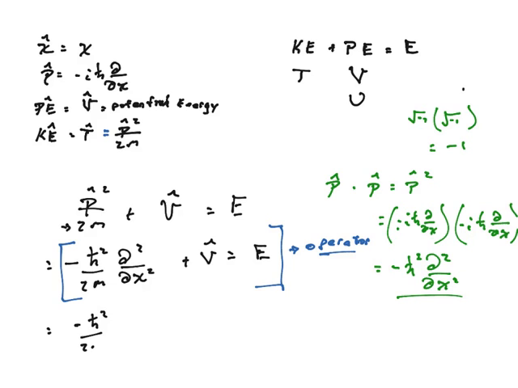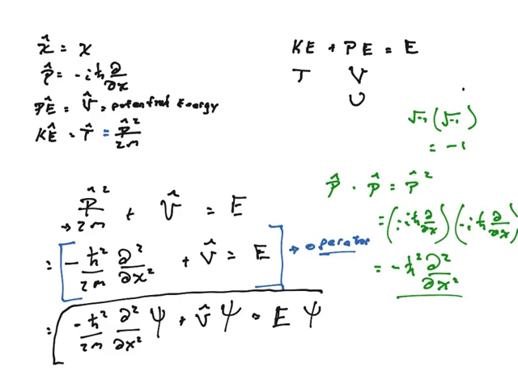Minus h bar squared over 2m. The second derivative has to apply to something, so it will apply to some psi. And then this operator V applies to a psi. And what do we get? The answer, which we're looking for, which is the total energy, times psi. And now you have Schrodinger's equation.